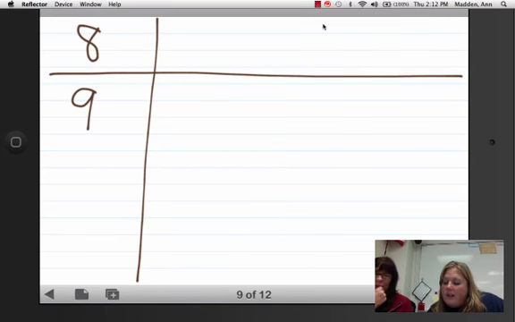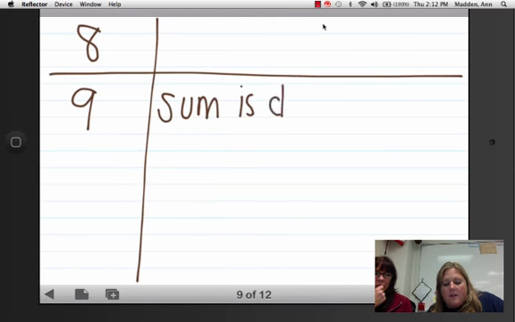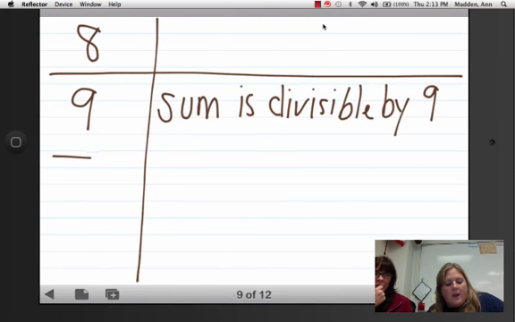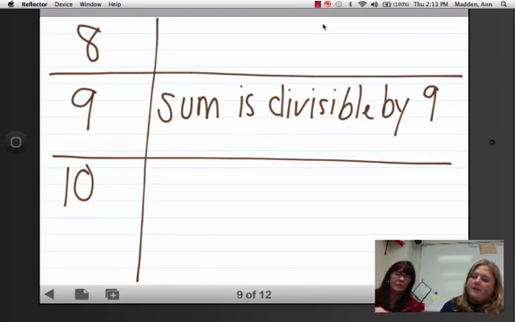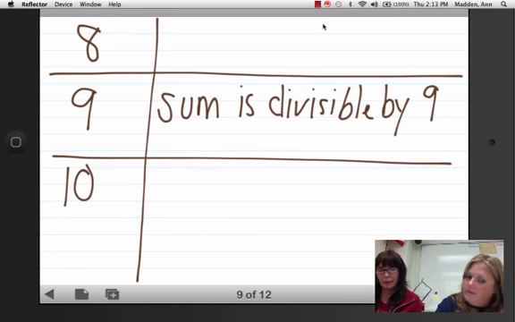9 rule is the sum of the digits is divisible by 9. And our last rule is with our 10. Okay, the rule states that the last digit is 0.